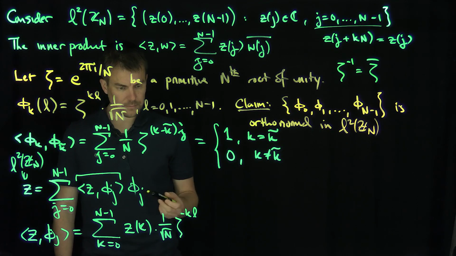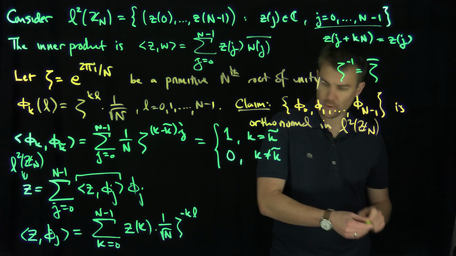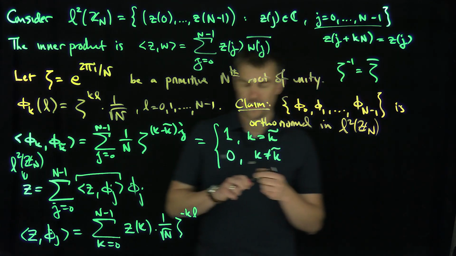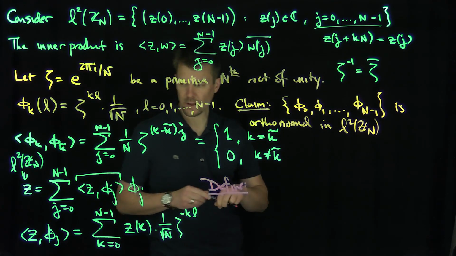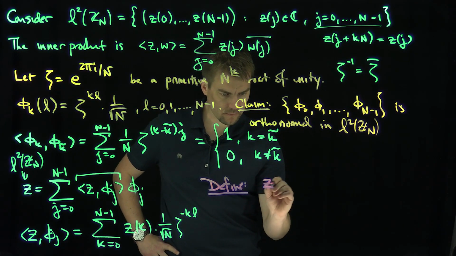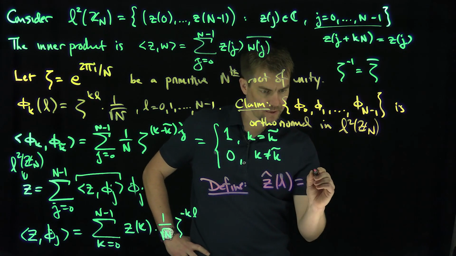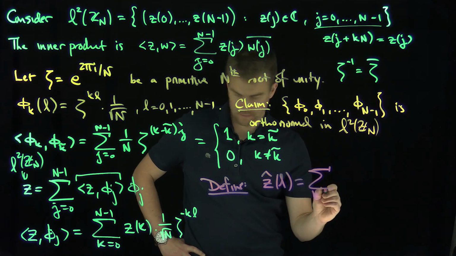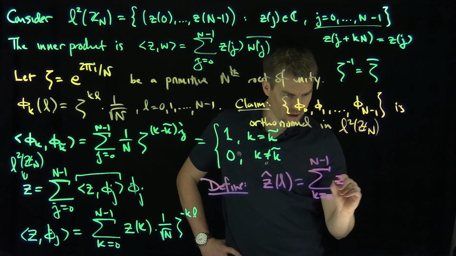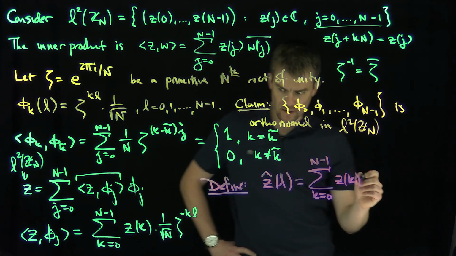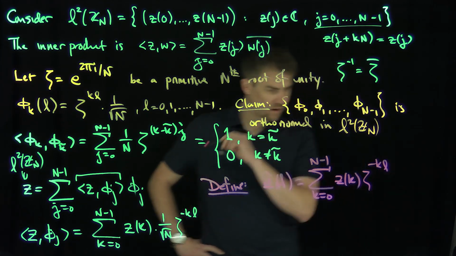Okay, and so now I'm going to forget about this 1 over n. So here's our discrete Fourier transform, it's just up to a normalization the same thing. So now define z hat of L. Z hat of L is going to be this thing over here. It's going to be the sum, k goes from 0 up to n minus 1, of zk times zeta to the negative kl.